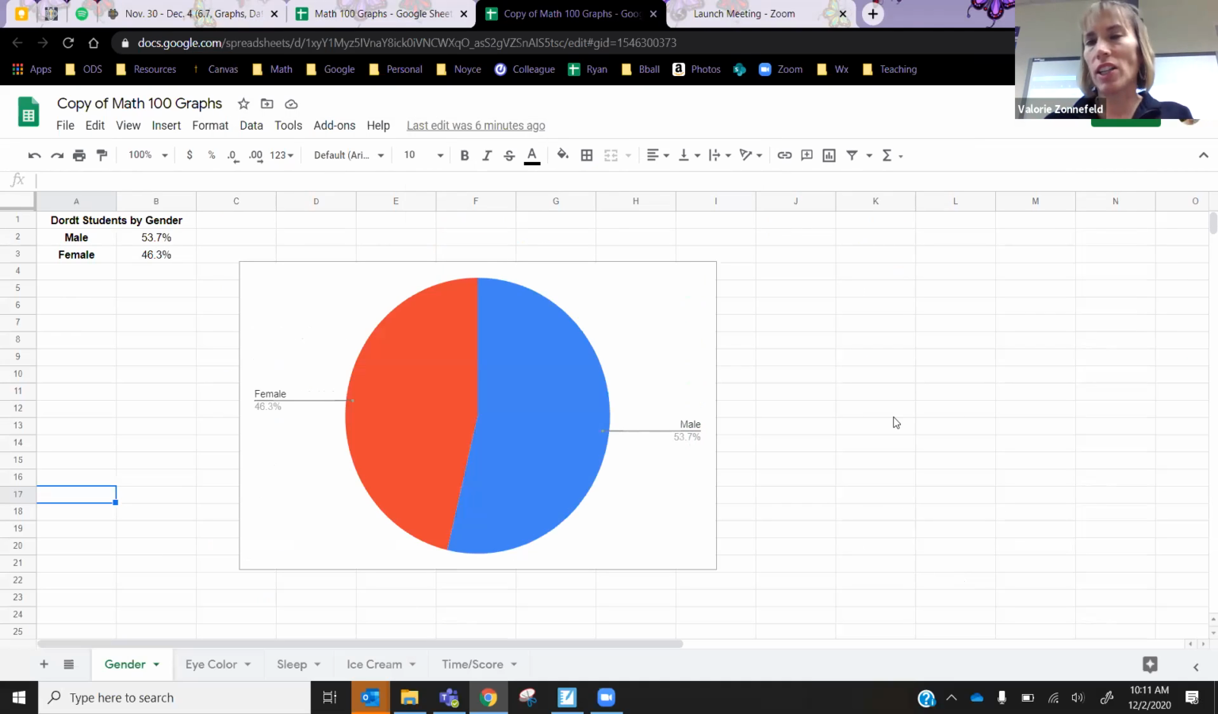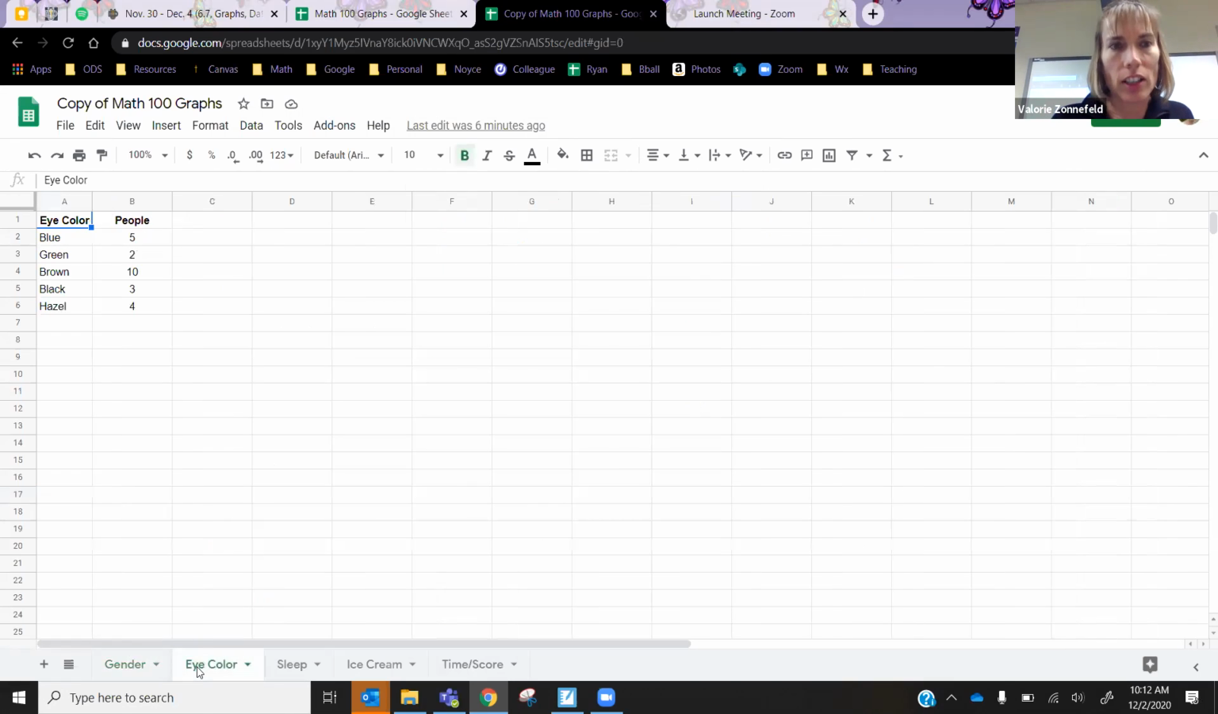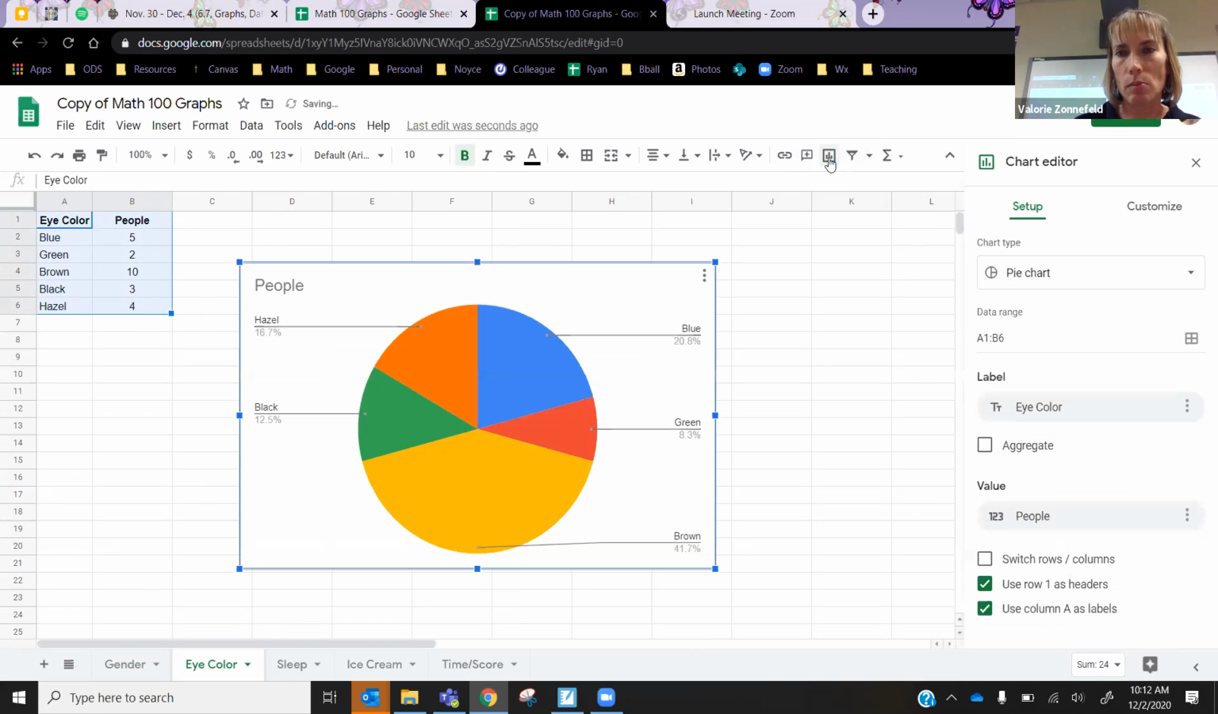All right, what do you see on the screen right now? Do you see my pie graph? Okay, awesome, great. So we're going to look at eye color here and we need to create a bar graph. Maybe you beat me there and already figured it out, but what we do is we highlight the cells that have the data in it. I like to include the categories on top, the titles, because then they show up in the graph as well. So I highlight them and then I come over here to where it says insert chart. I insert my chart.